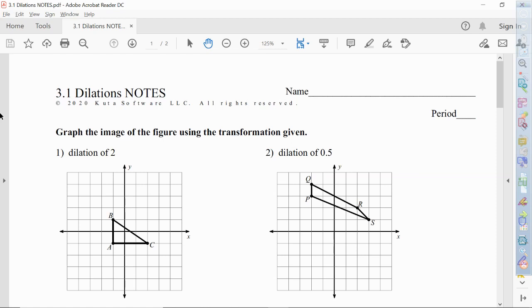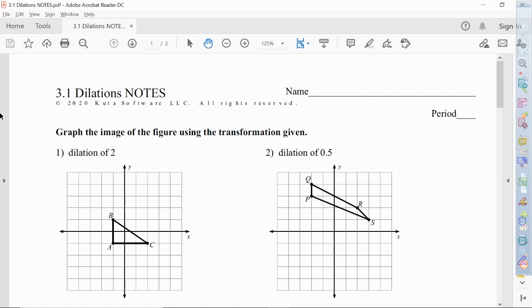The reason why this is a little separate from the other three types of transformations is because these dilations actually change the size of our shape. So that's why it's a little bit separate. But you'll see it's a really simple idea.